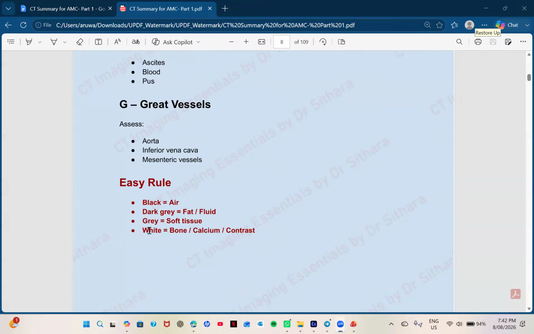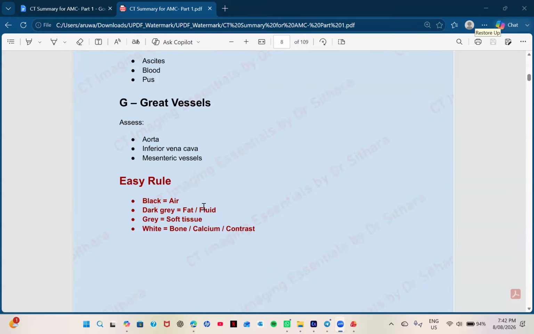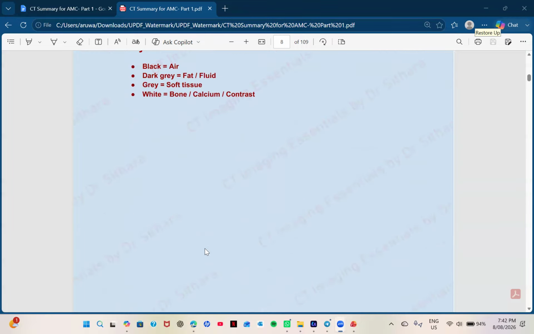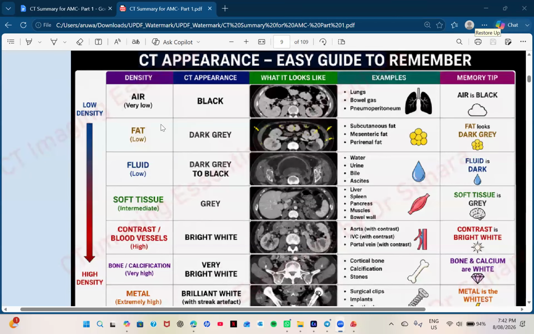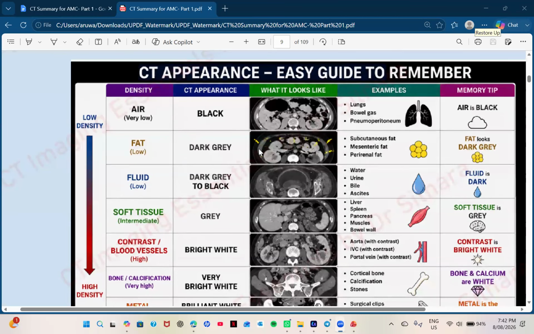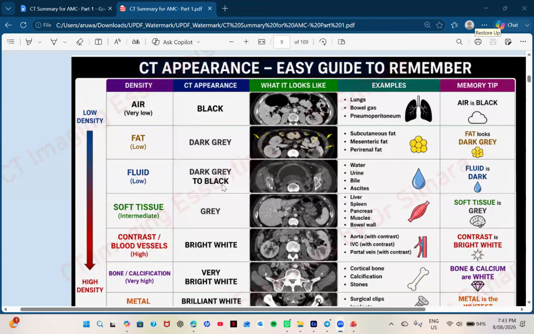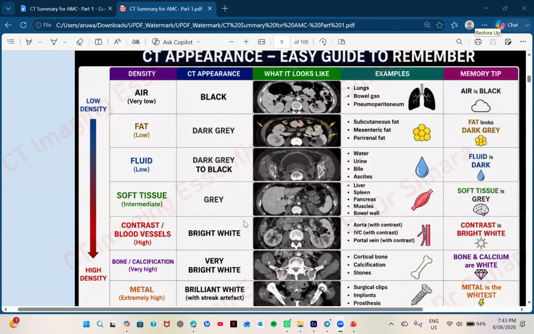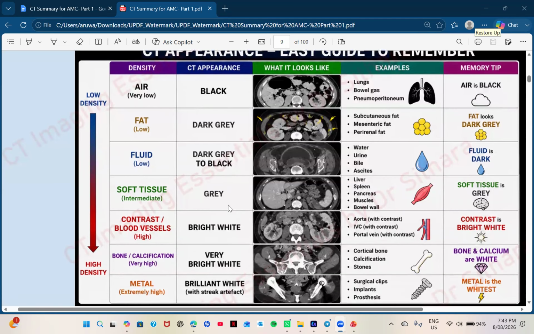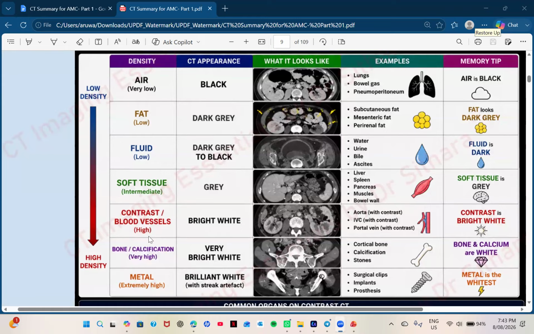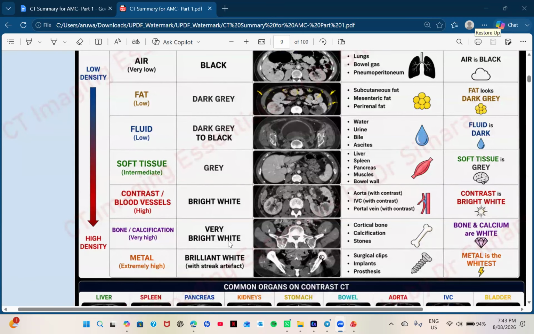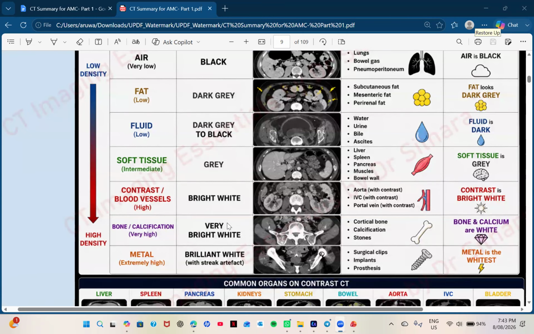So black is air, dark gray is fat and fluid, right? Gray is soft tissues, and white you can see is bone, calcium, and contrast. Okay, I will give a better one. Remember like this. Air presents as black, right? Fat tissue is dark gray. If it is fluid, it is dark gray to black, right? Then if it is soft tissue, you can see it as gray, right? I will explain from a different one. This is the general rule. Then contrast, like blood vessels, you can see as bright white, right? Bone and calcification are even brighter than these blood vessels, right?